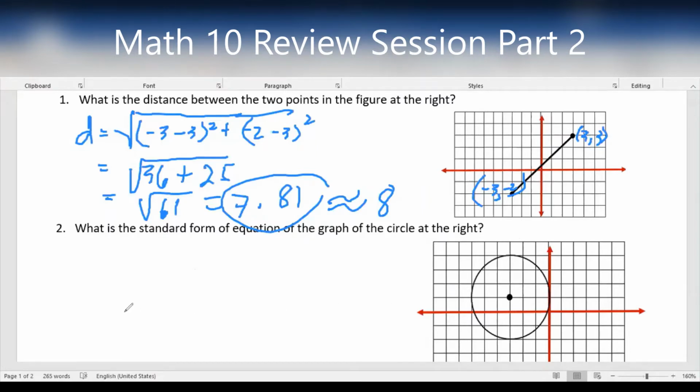What is the standard form of equation of the graph of the circle at the right? So 1 minute starts now, for number 2. So how do you find the equation of the circle? You need the center. So you have to identify the center and you need the radius. Let's see how many have chatted.